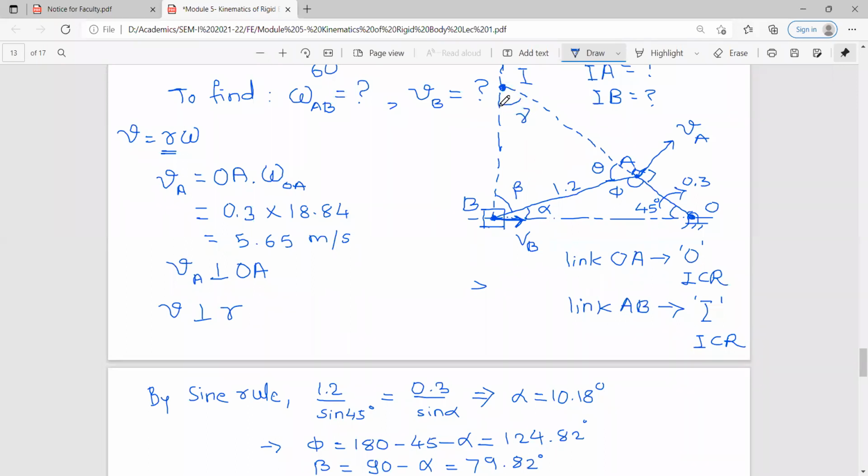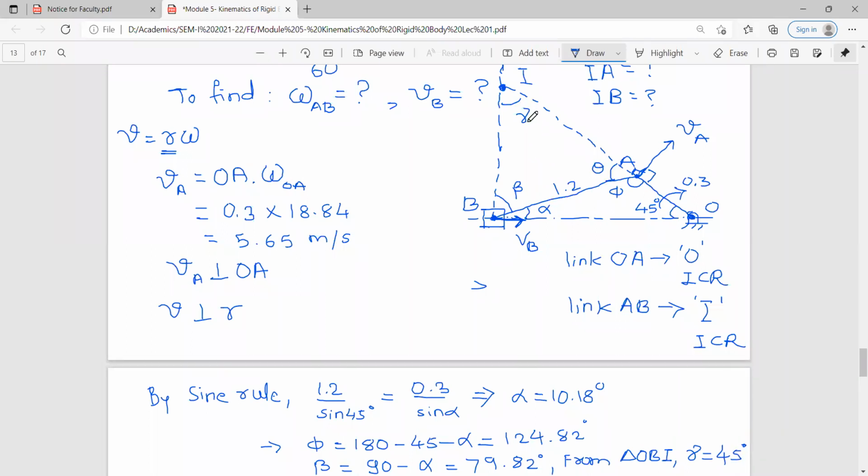So after beta, you can also find out gamma. See this triangle, triangle OBI. So this angle is 45, this angle total is 90 degrees. It is 90, it is 45. So gamma must be 45. From triangle OBI, I can write down gamma to be equal to 45 degrees.